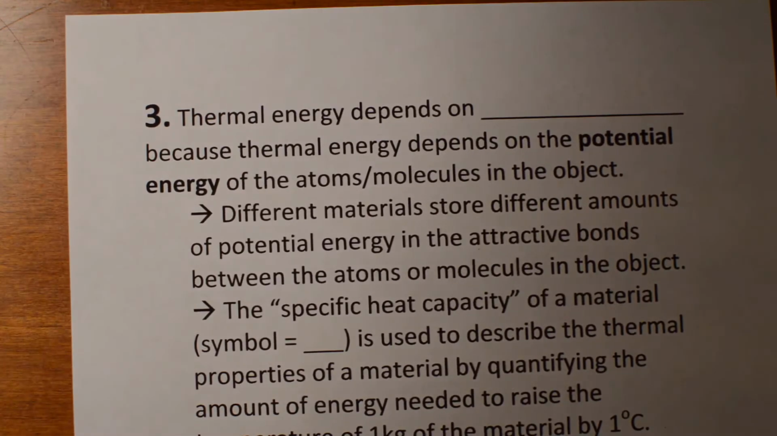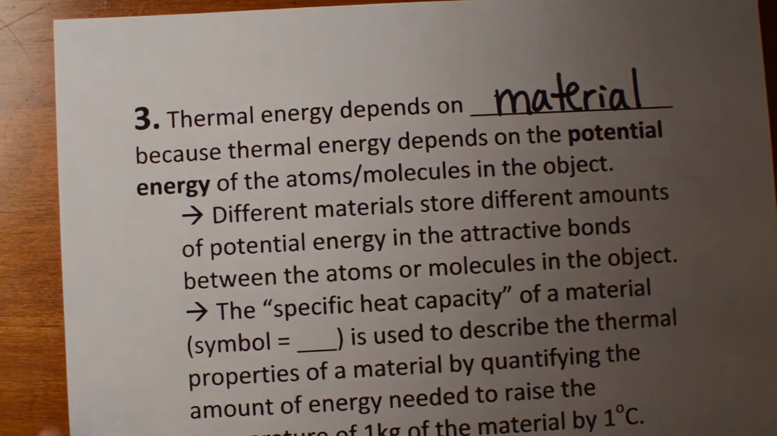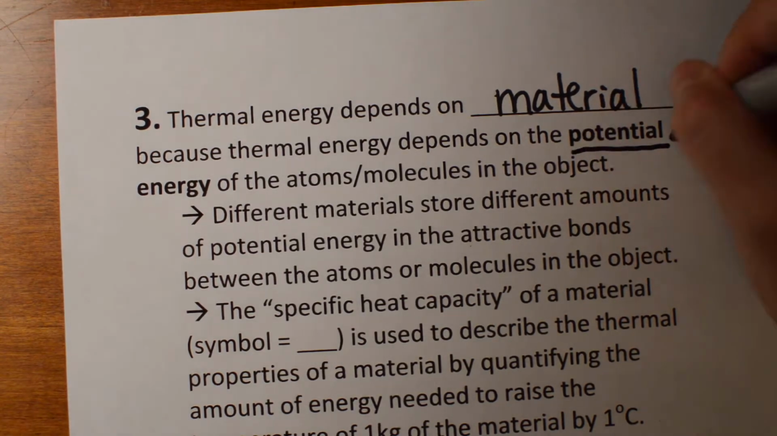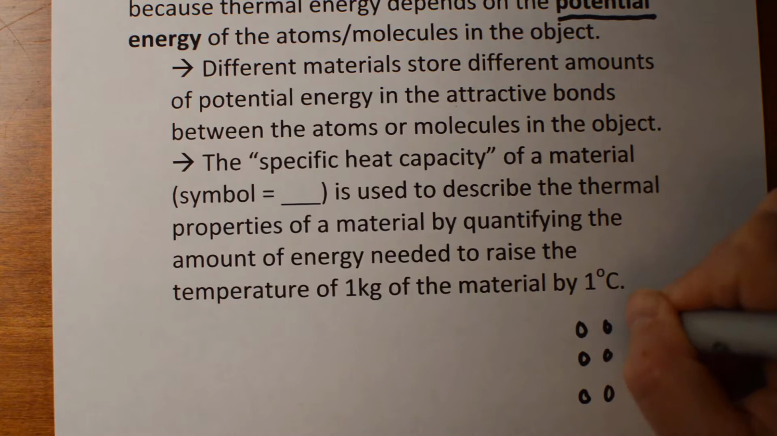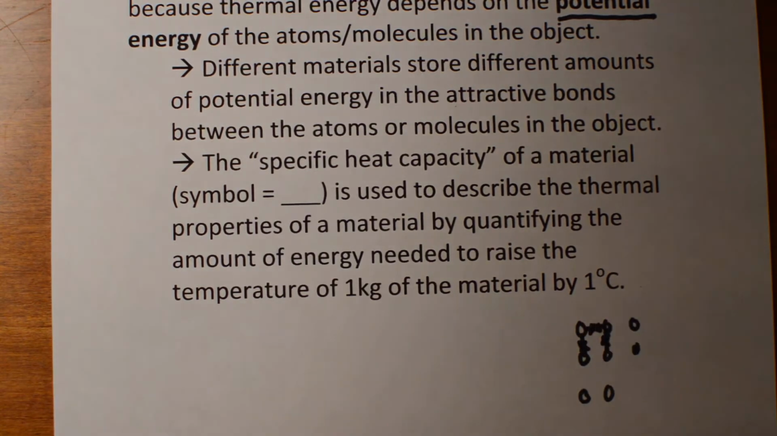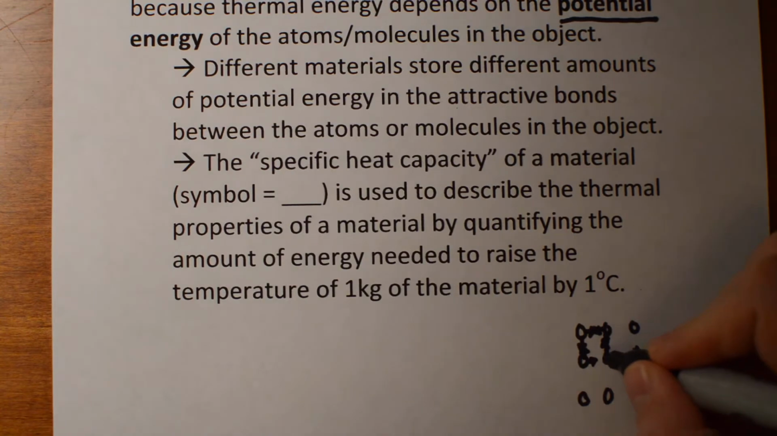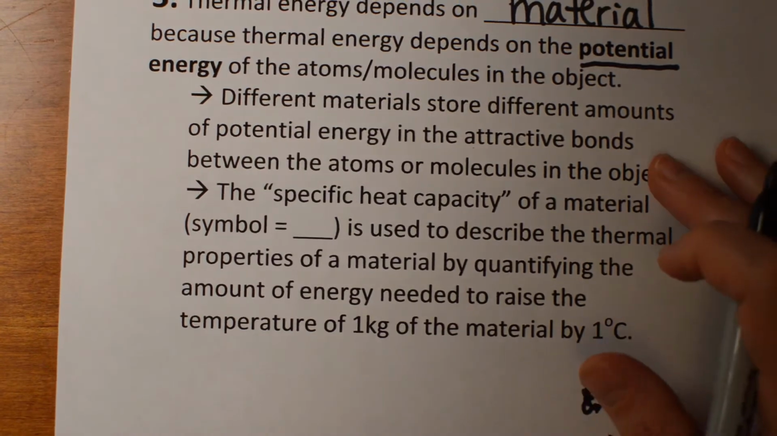The last thing that thermal energy depends on is the material that you have. And that comes down to the potential energy piece. So different materials store different amounts of potential energy in the attractive bonds between atoms and molecules that are in the object. So if you have a solid, right, we talked about a solid that's often maybe in a crystal lattice, there's little attractive bonds between all of these little atoms here. And there's some energy stored in those. And as we vibrate, then we're accessing that energy that's stored in those bonds. So the thermal energy of your object will depend on what you're made of.